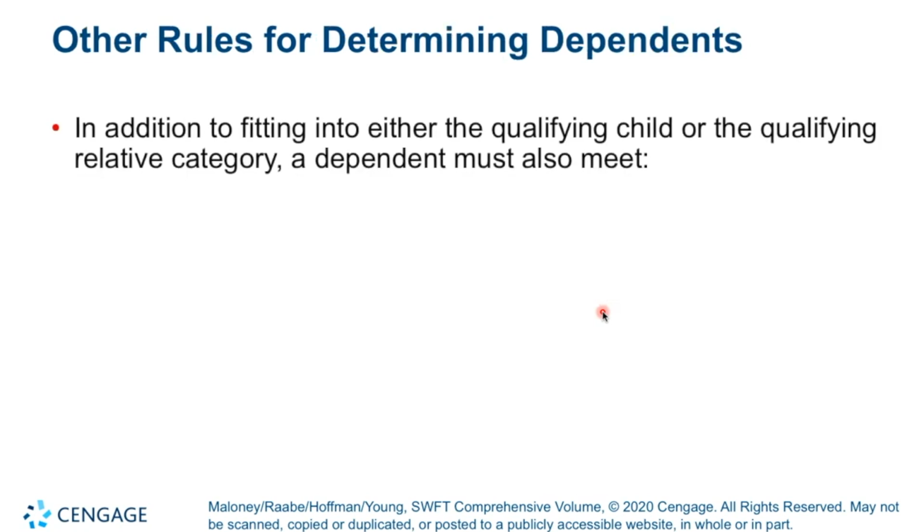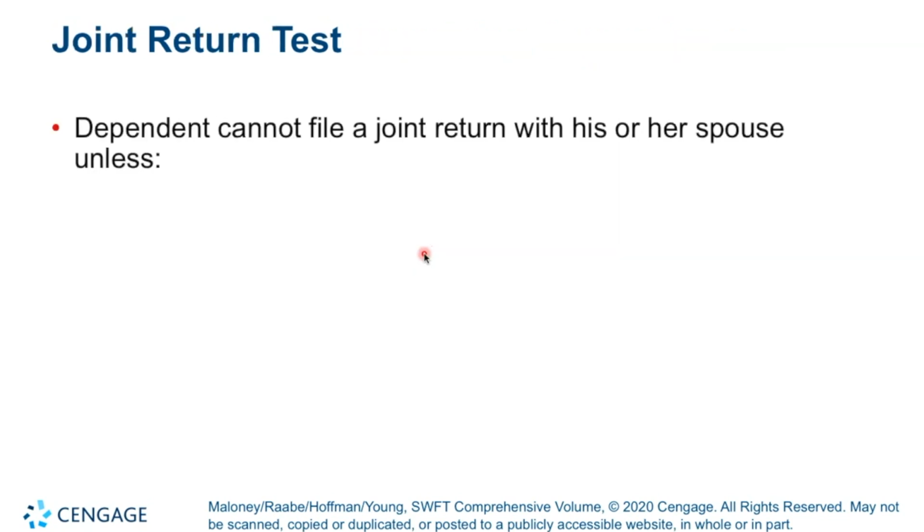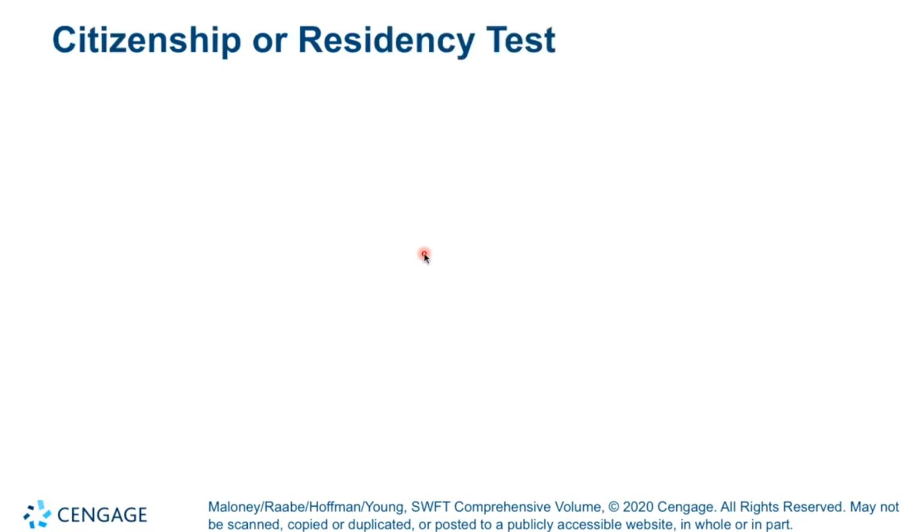Okay, so other rules for determining dependence. Yes, aren't these quite extensive? In addition to fitting into either qualifying child or qualifying relative, a dependent must also meet the joint return test and the citizen or residency test. The joint return test: a dependent cannot file a joint return unless they do so just to get a refund from taxes that were withheld. There's no tax liability for either spouse. So that total tax line on the return that we went over is 0, and they had taxes withheld from their W-2, they just want to get them back.